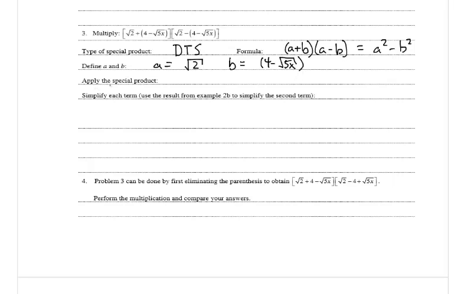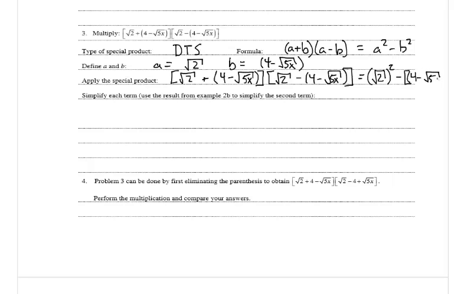And now it wants us to apply the special product. So we have the square root of 2 plus 4 minus the square root of 5x, times the square root of 2 minus 4 minus the square root of 5x, and that is equal to the square root of 2 squared minus 4 minus the square root of 5x squared.